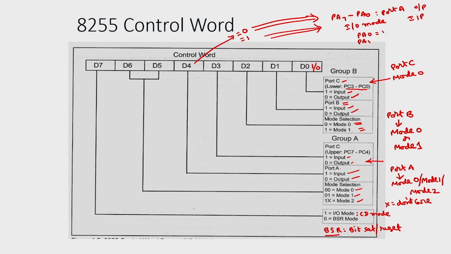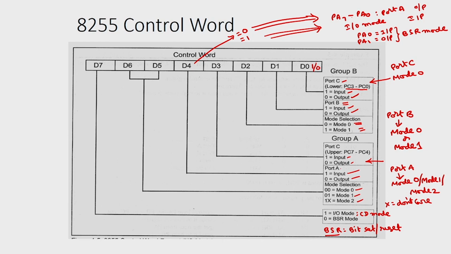But this is possible in case of BSR mode: PA0 you can program as an input port, PA1 you can program as an output port, as the name implies, bit set reset mode. So, that is the difference between the I/O mode and BSR mode. In case of I/O mode, we can program the entire port as either input or output port, whereas in bit set reset, each bit of this port can be programmed as either input or output.